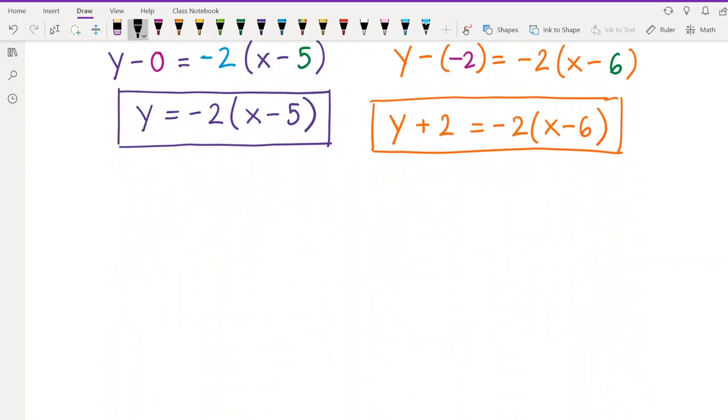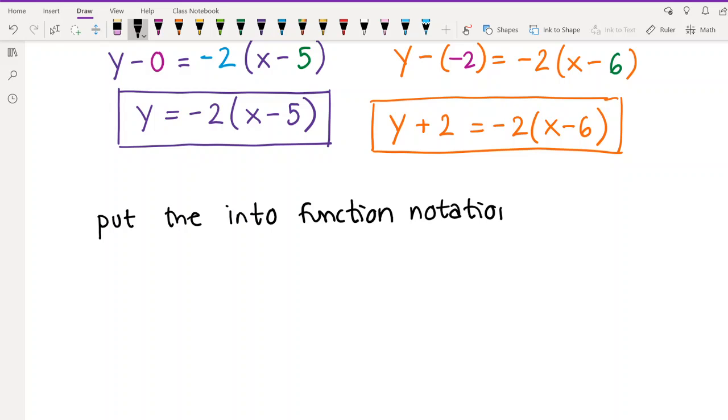So now let's put both of these into function notation. And what we'll see is that even though they currently look different, once we put them into function notation, they will actually look the same.